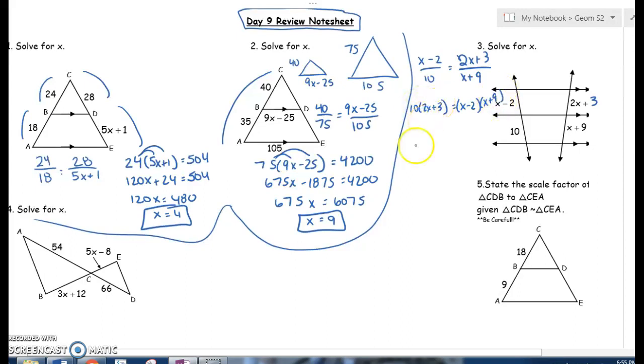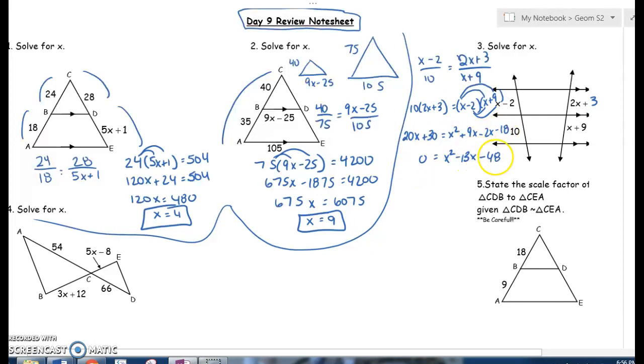So you're going to have to distribute the 10, giving you 20x plus 30. And when you do the other side, you're going to have to distribute: x times x is x squared, x times 9 is 9x, negative 2 times x is negative 2x, negative 2 times 9 is negative 18. And then we can move some stuff around, combine like terms. So on the right side, you'll have 7x minus the 20. 7 minus 20, you're going to get negative 13x. And then you're going to subtract the 30 from the negative 18. You get negative 48 equals 0. So I just moved everything over and combined like terms.